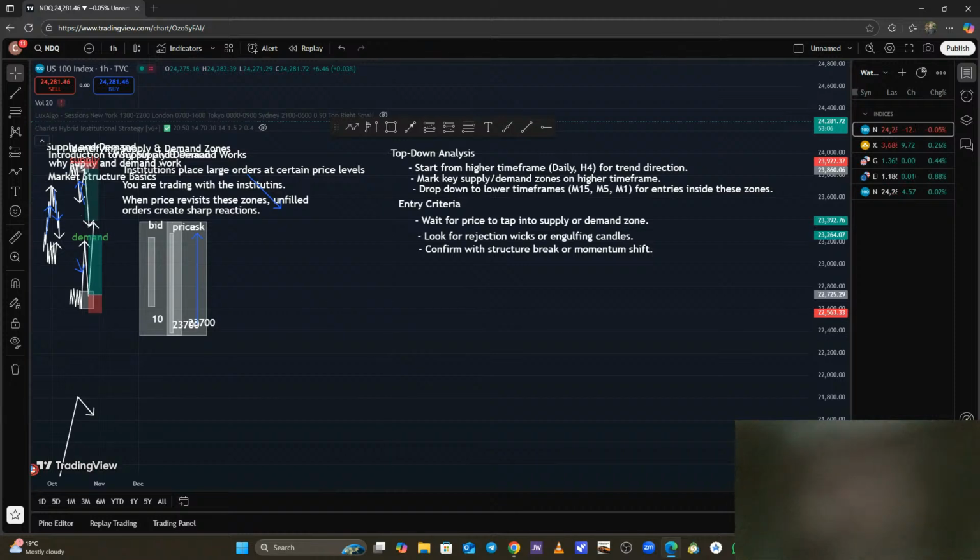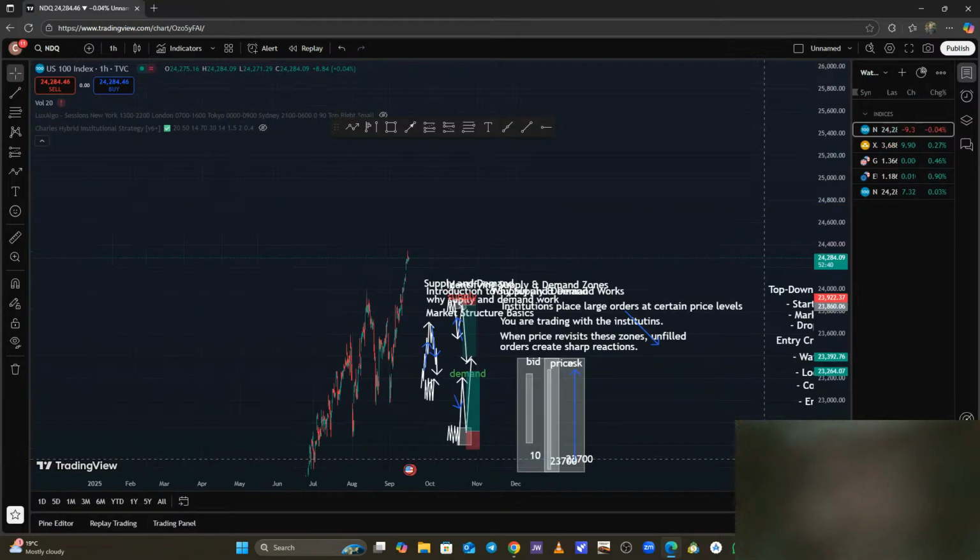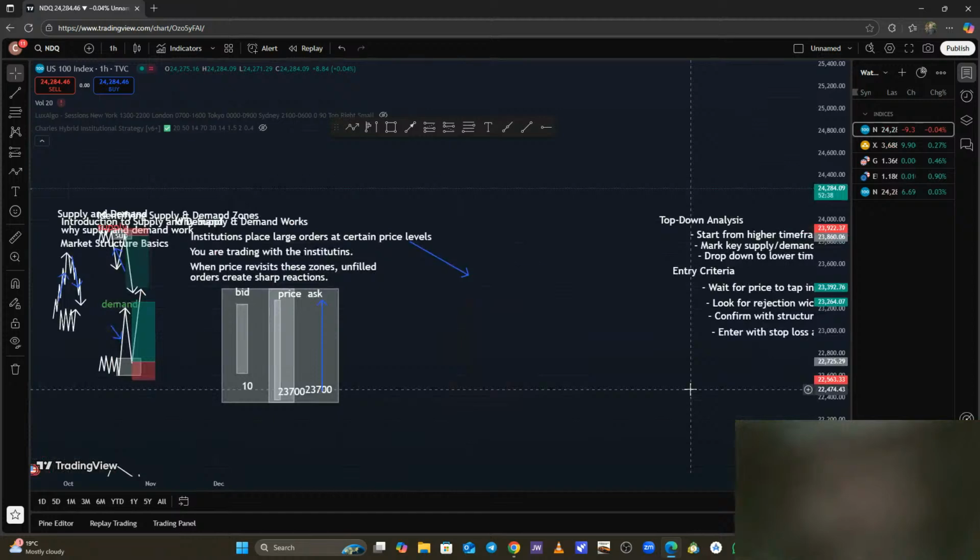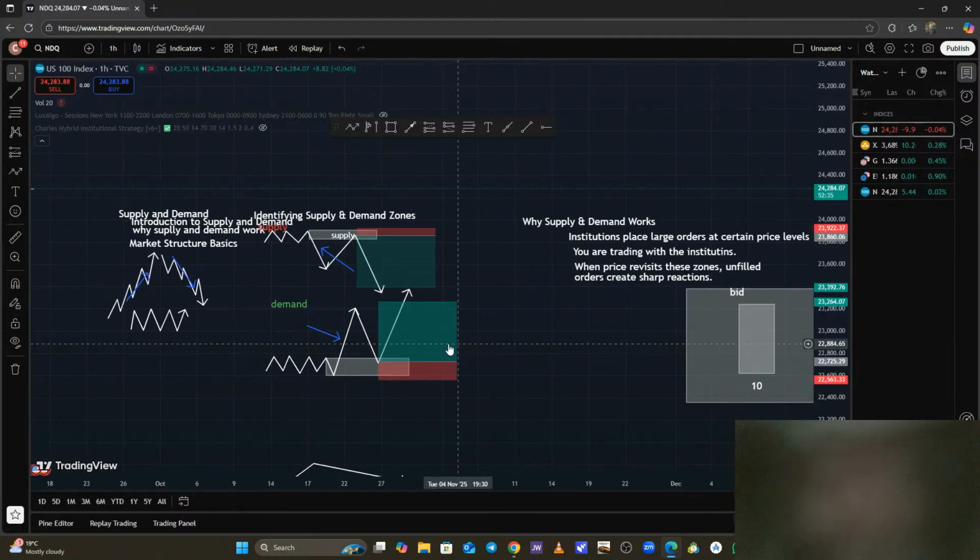Confirm structure break or momentum shift before you validate a section. Then last but not least in this section, enter with stop loss above or below the zone. So let me write that one down here again. Enter with stop loss above or below the zone. I already marked that one somewhere here. Let me just reload it like this.